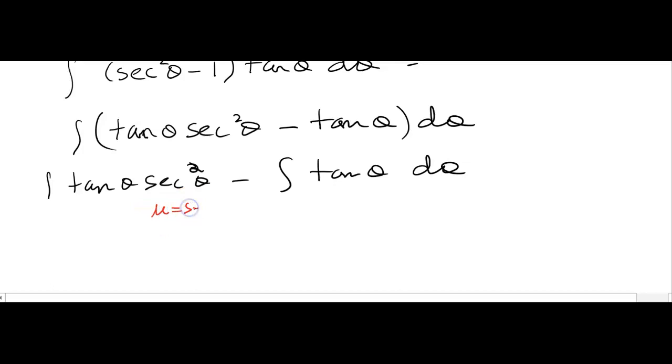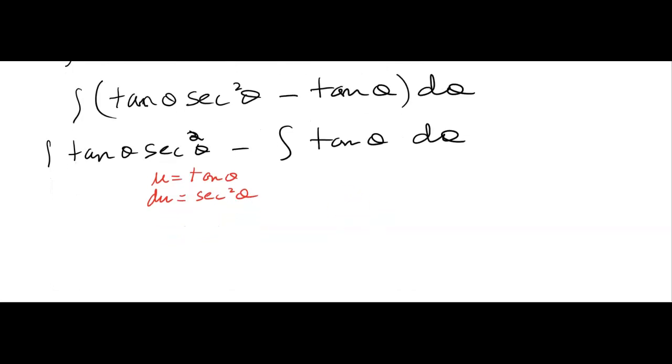U equals secant squared theta. No, sorry, that was wrong. U equals tan theta, du equals secant squared theta. So what does that give me? Oh, it's all there. It's just the integral of u du.